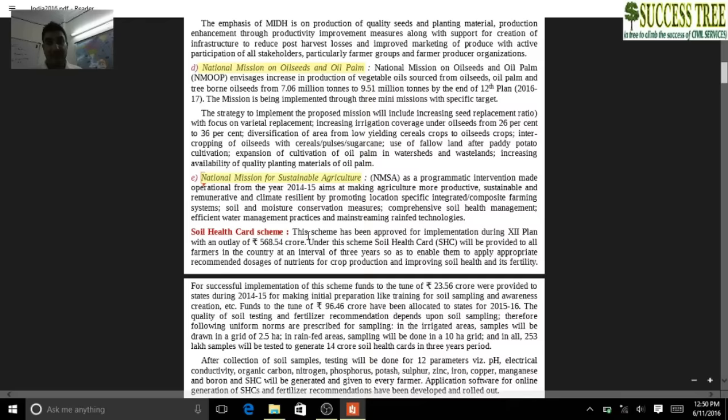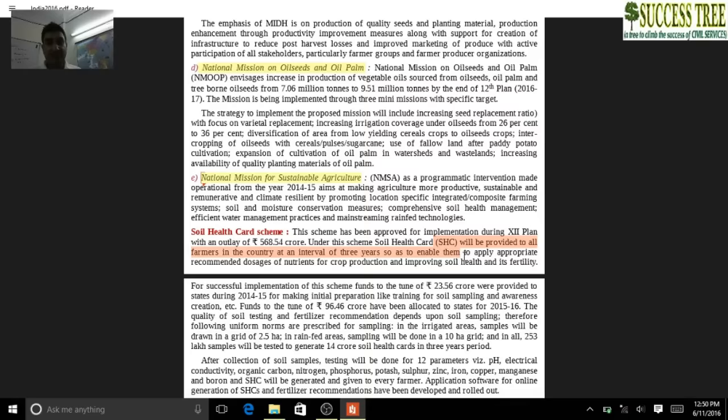So it was implemented during the 12th Five-Year Plan with this much outlay. Now, to all the farmers at an interval of 3 years, this you need to remember, we'll provide it in the country at an interval of 3 years to all the farmers to apply appropriate recommended doses of nutrients for proper productivity and improving soil health and its fertility.